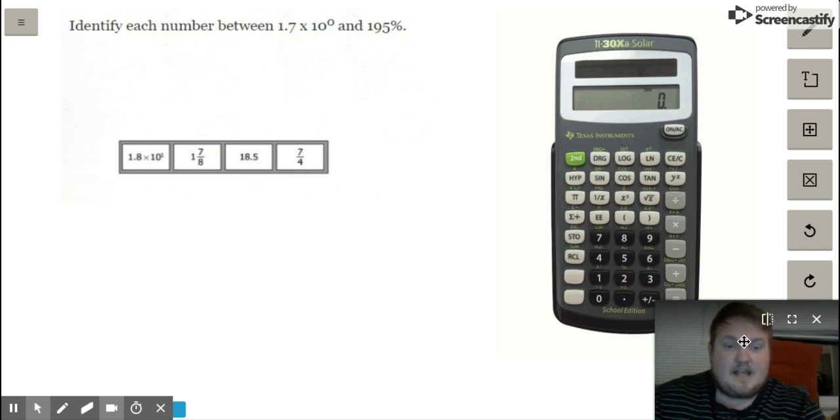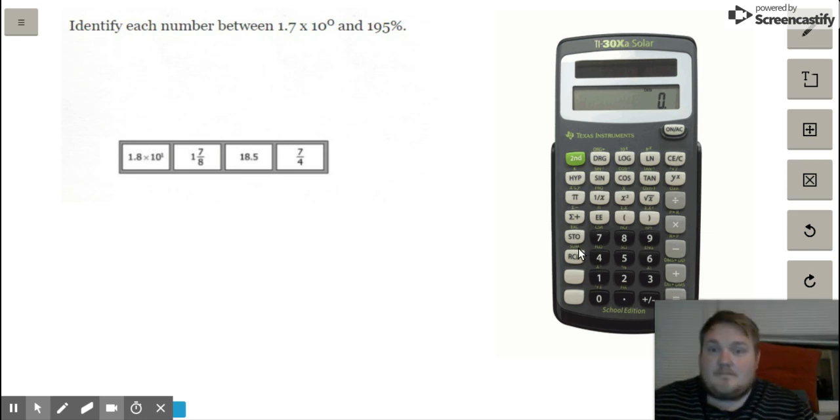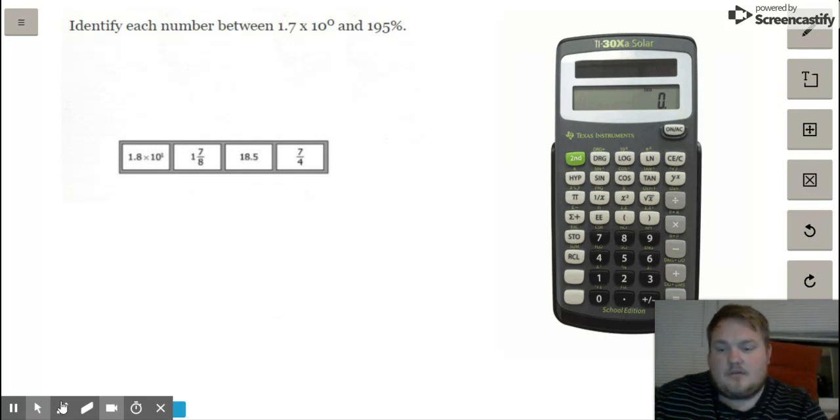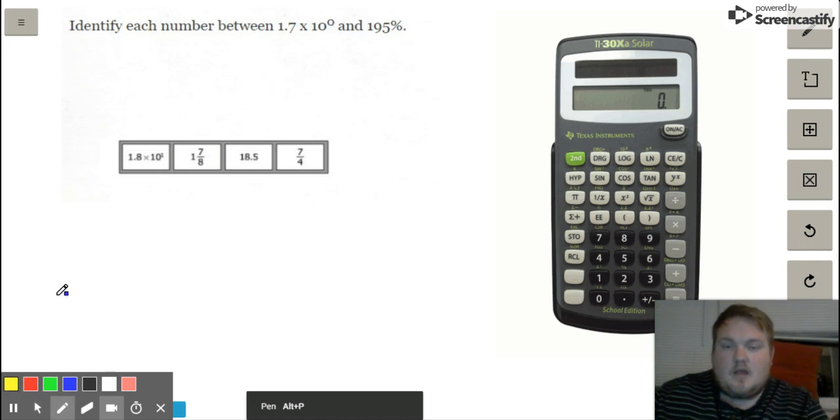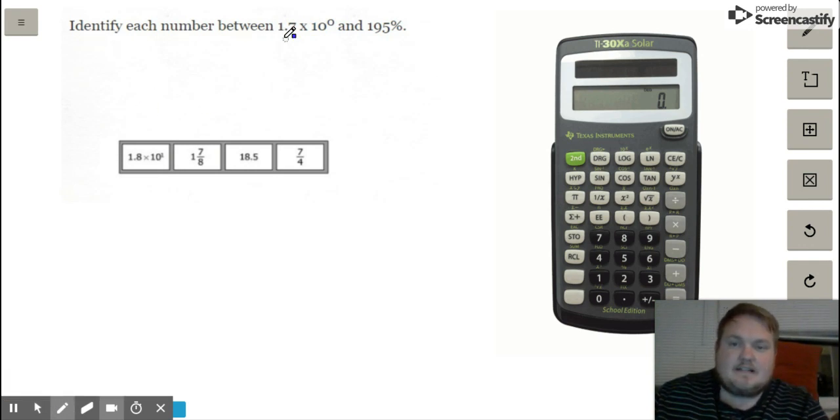Hey kiddos, today we are going to be looking at comparing numbers, which is one of the weakest areas statewide for the SOL. So I'm going to be preparing you here, all right? So this wants us to identify each number that is between 1.7 times 10 to the 0 power and 195%.